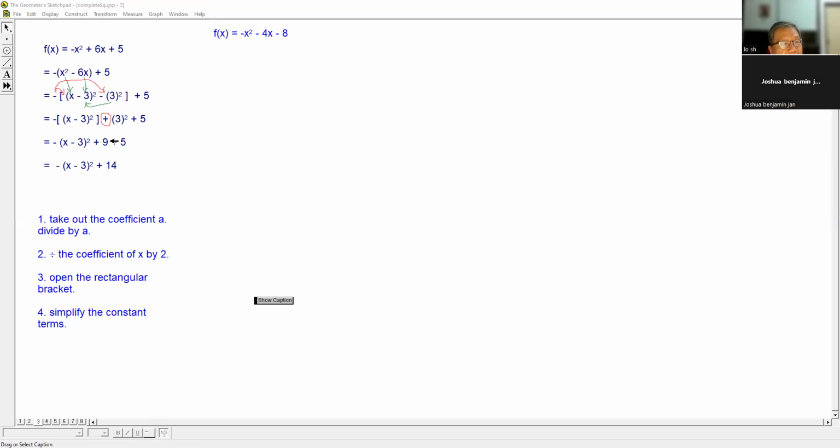So far, can follow or not here? Can. Then you combine the two constant terms together. Positive 9 and positive 5 is positive 14. So you go through this step like just now, and you tell me which step you don't understand.